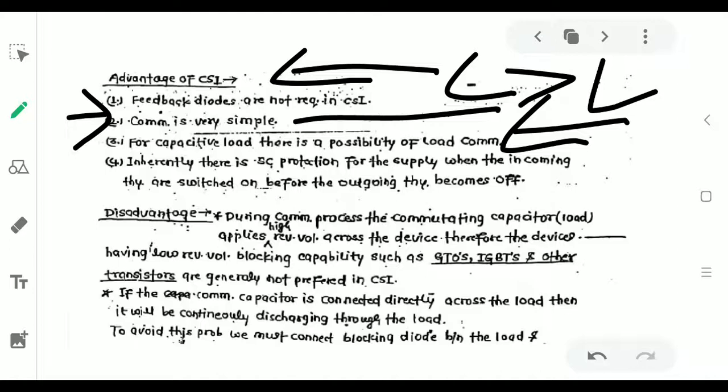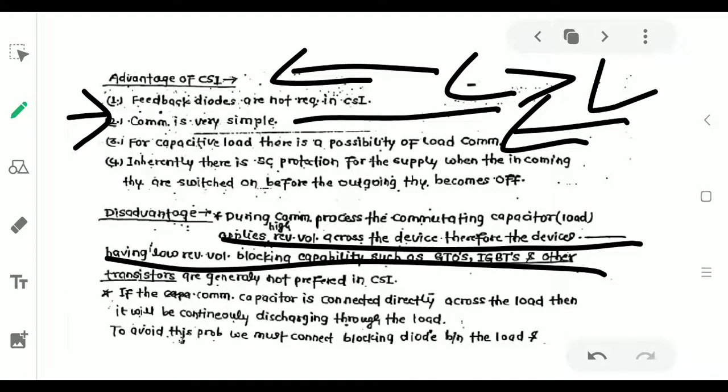What are the disadvantages? We can't use GTO, IGBT and other transistors, as they have to block a reverse voltage. So we are forced to use SCR. Also, there is a lack of diodes which would block the current or provide a feedback path.